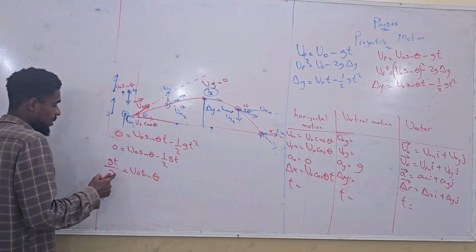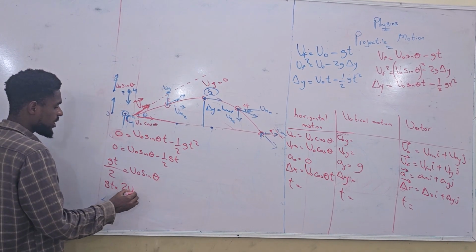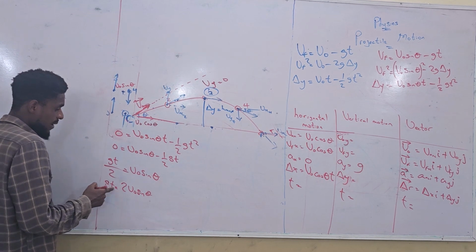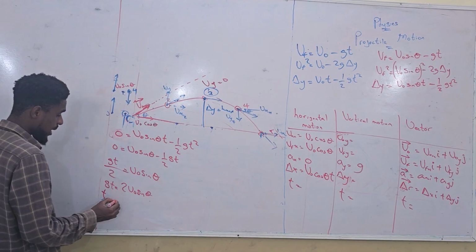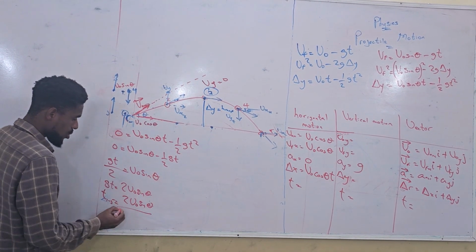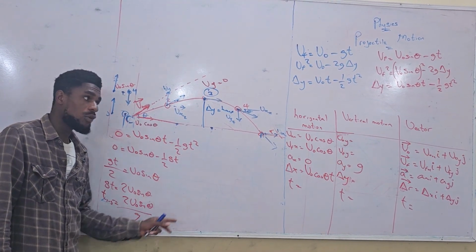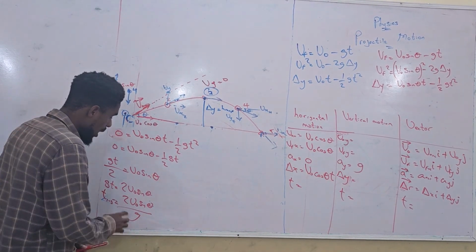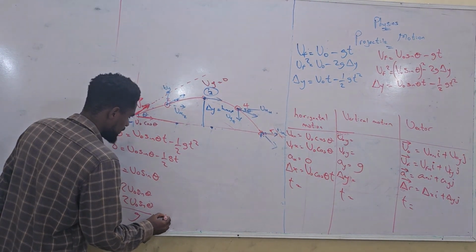Make t the subject of the formula. So multiply by 2 first. We have g t is equal to 2 V naught sine theta. What do we do? Divide both sides by g. So t of flight is equal to 2 V naught sine theta all over g. Remember, we arrived at this equation when we multiplied the time of flight by 2 earlier on. Okay, so we're going to stop for now. So this is equation 1.